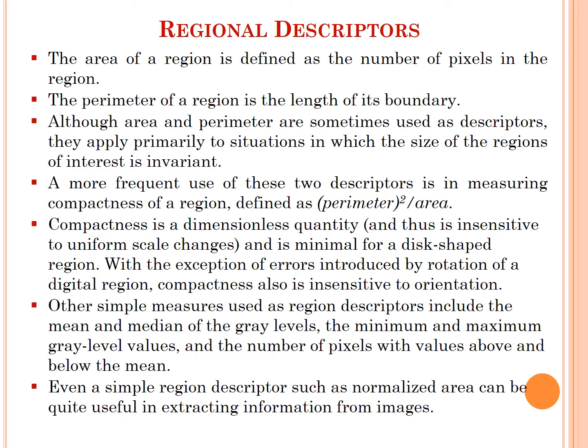Other simple measures used as region descriptors include the mean and median of the gray levels, the minimum and maximum gray level values, and the number of pixels with values above and below the mean. Even a simple region descriptor such as normalized area can be quite useful in extracting information from images.